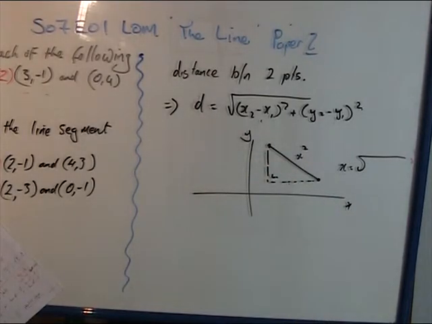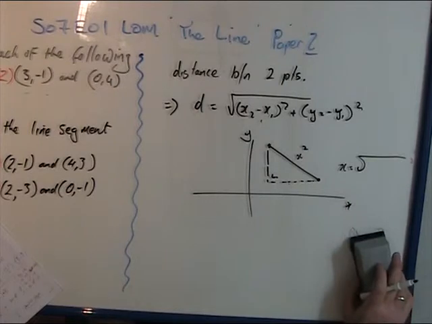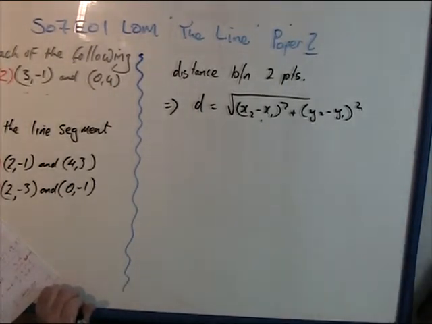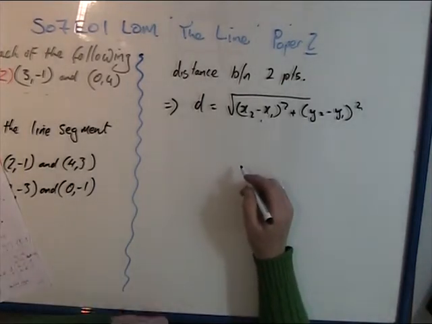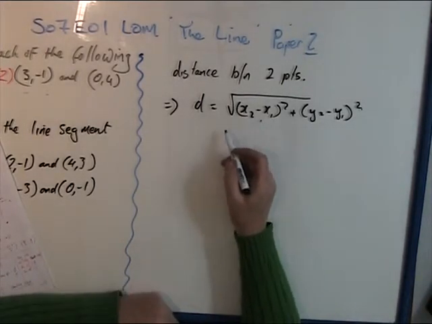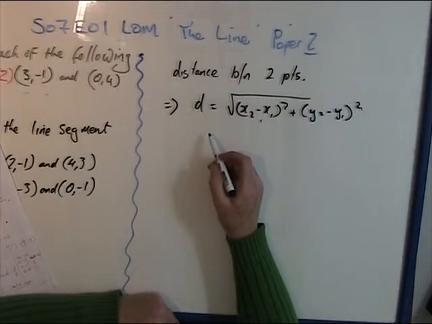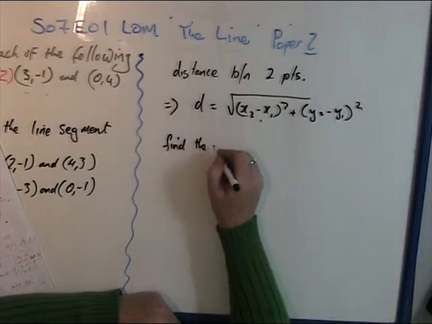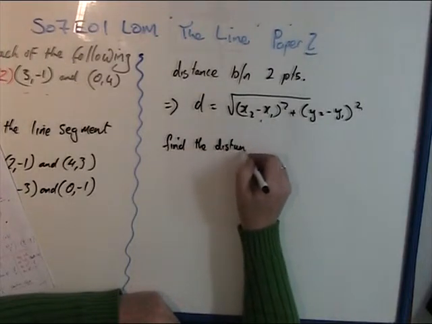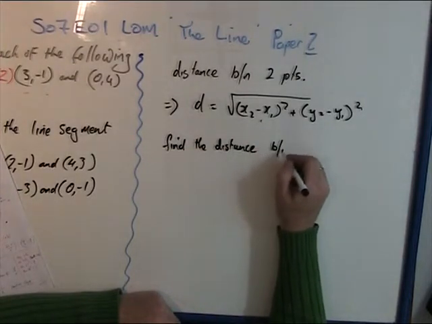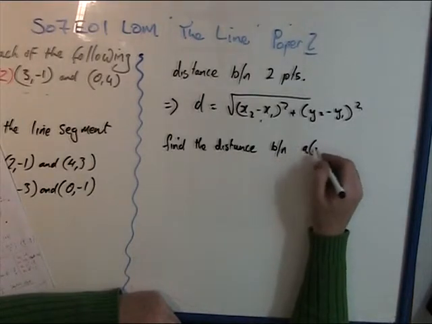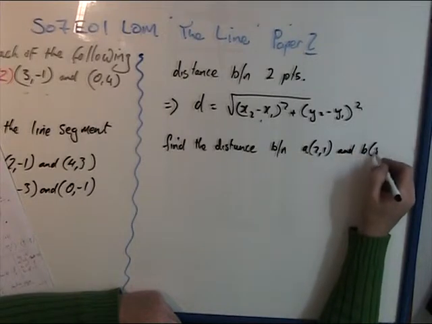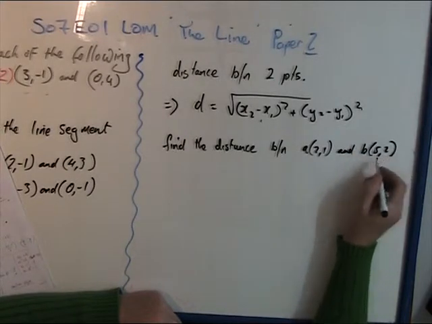Right, so it just takes a moment of time to understand why this is happening. It's happening because it's Pythagoras' theorem. So the length of a line is this formula, and you have to memorize it. So, for example, find the distance between A, which is (2, 1), and B, which is (5, 2).